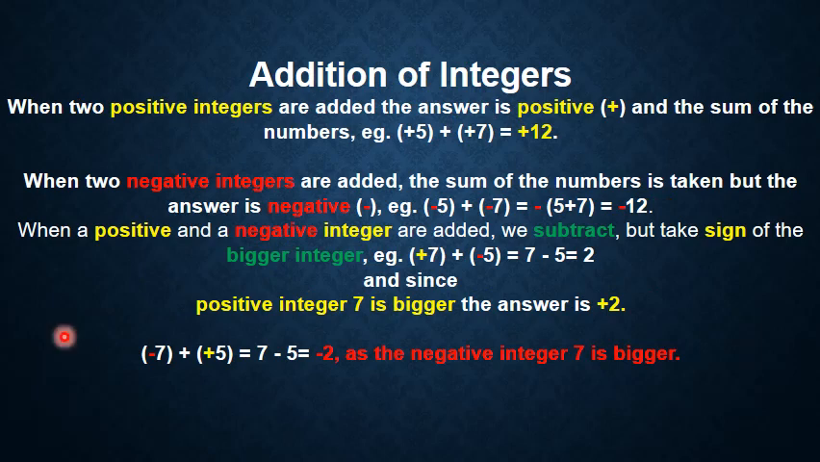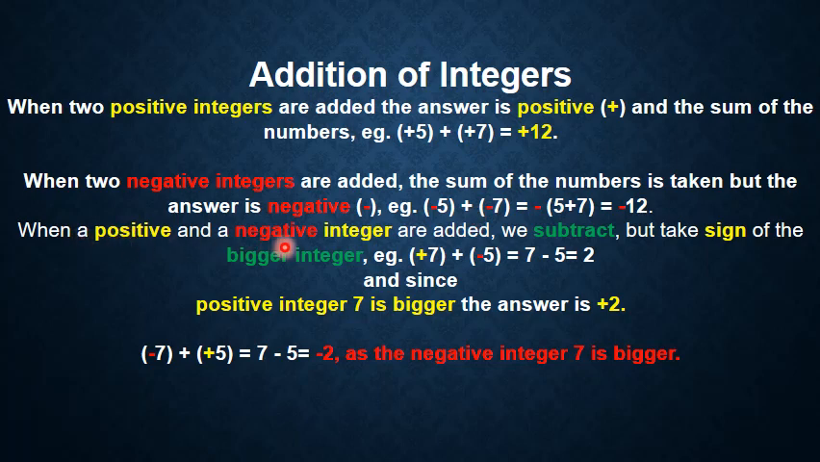Addition of integers. When two positive integers are added, the answer is positive. And the sum of the numbers, for example, plus 5 and plus 7 will be plus 12. When two negative integers are added, the sum of the numbers is taken, but the answer is negative. So when minus 5 and minus 7 are two integers that are added, you add them all right, but the sign will be negative because both the integers are negative.